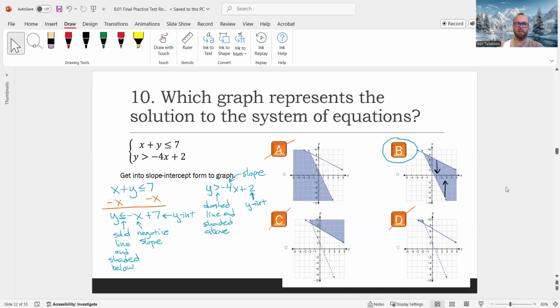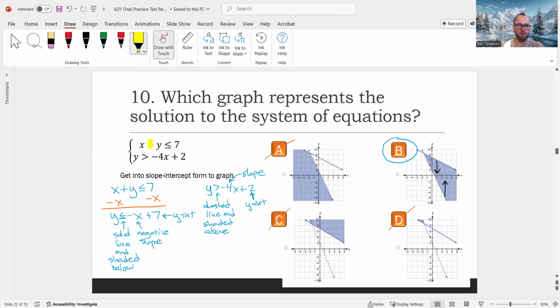If you said B, you were correct. Let's see why it's B. Like I mentioned here, hopefully you read this and used it to your advantage. You need to get both of these in slope-intercept form.